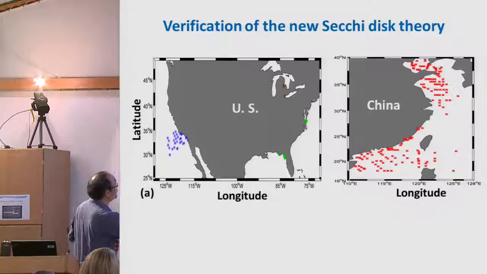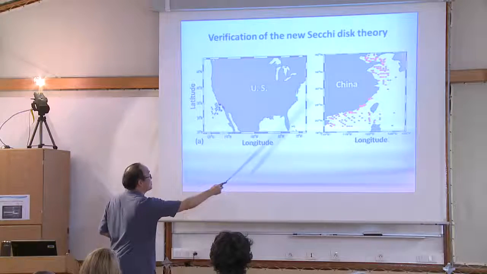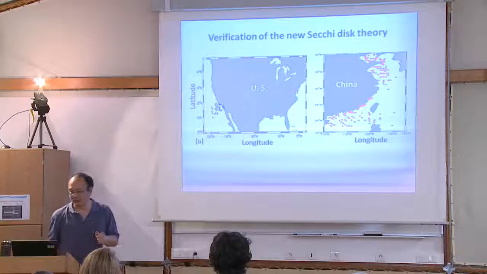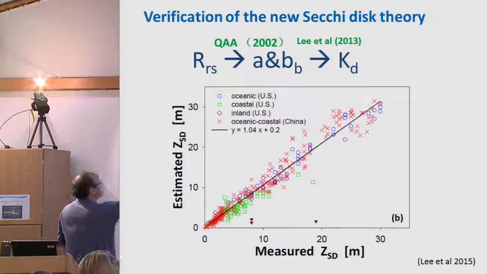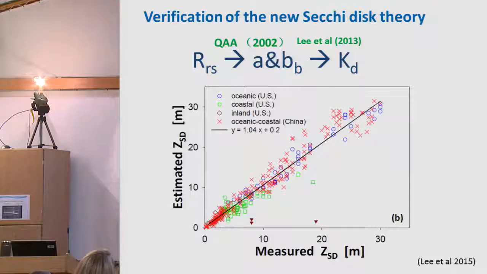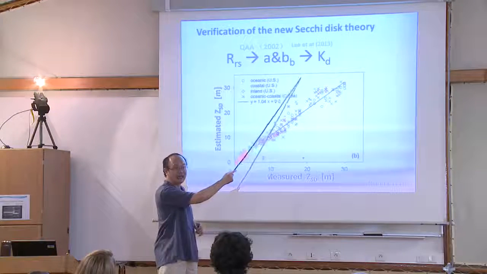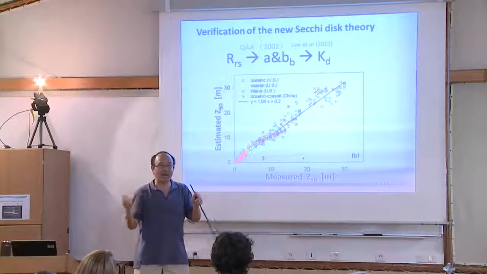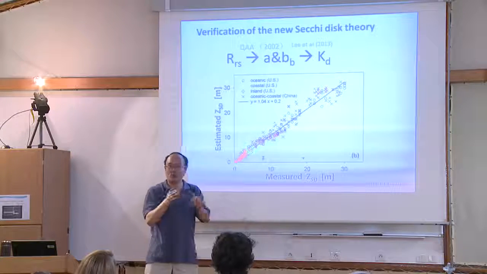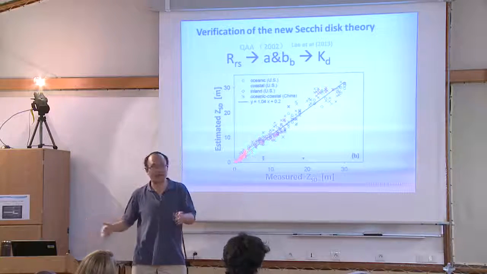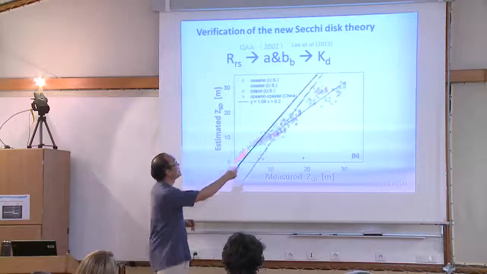Here is oceanic water, coast water, lake water, and a bunch of coast water. We put that together, and here's what we get. From remote sensing reflectance, we can get A and BB. I just showed we can calculate KD from A and BB. The transparent window basically means the minimum KD within the visible domain.